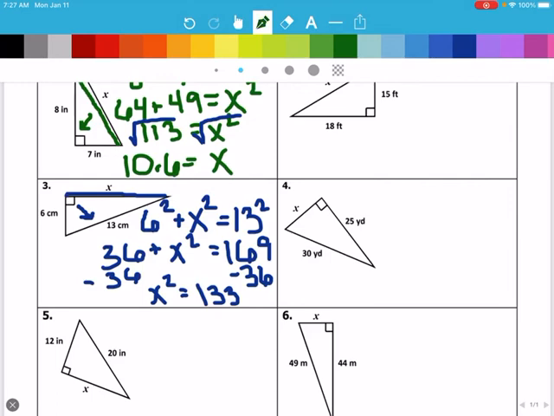Now this is when we take the square root of both sides. So again, if we get a decimal, it said round to the nearest tenth. So it looks like I got 11.5 this time.